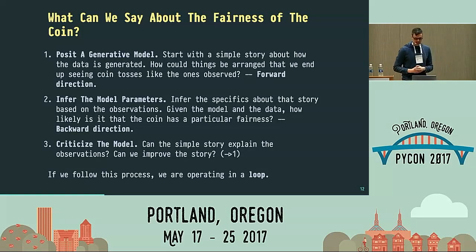And the last step is criticism. So you criticize all the steps that you went through, the first and the second step. Can this simple story that you made up already explain the observations you had? You're going to start with a very simple story because you have to start somewhere. And if it can't, which is usually the case, you iterate. You go back and make changes to step 1, to your model, your story, make it more complicated maybe, or change other assumptions. And then you go through these steps again. So basically you're operating in a loop, and Edward is designed around this particular loop. So you go through these 3 steps many times, potentially.